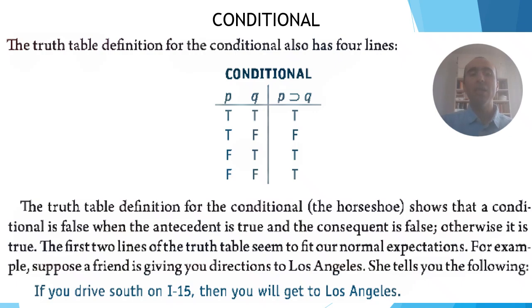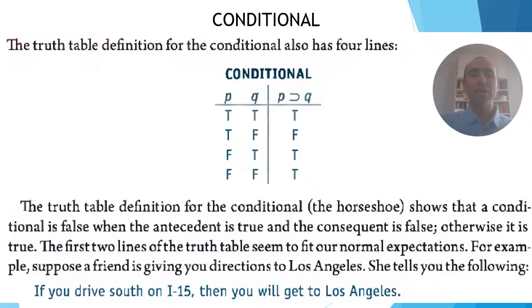Now, let's imagine that you do not follow this instruction. You do not drive south on I-15, so P is false. But through another route, you get to Los Angeles. In that case, since you didn't follow the instruction, it continues to be true. That is what is reflected on the third row of the truth table.